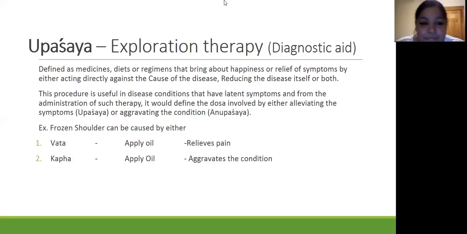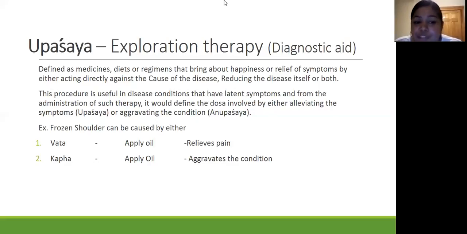Okay? So upashaya is defined as different types of medicines or diet or regimen that brings about happiness, that actually helps to relieve the symptoms of the person, either directly against the cause, directly against the nidana of the disease, or in actually reducing the disease itself, or even both. Okay, and I'll explain what that means in a second.